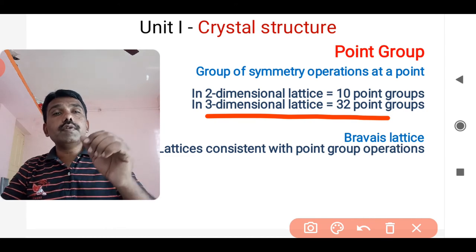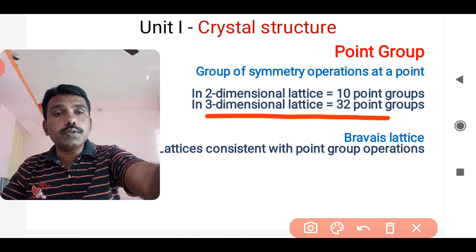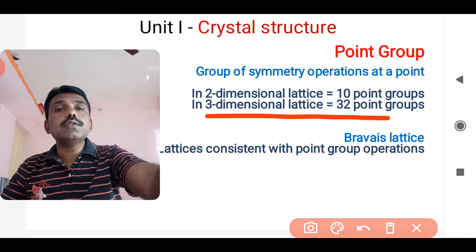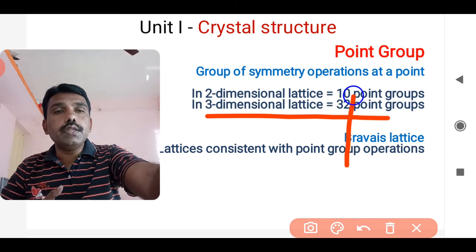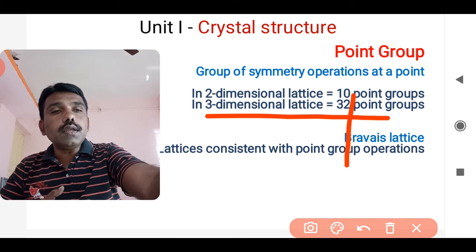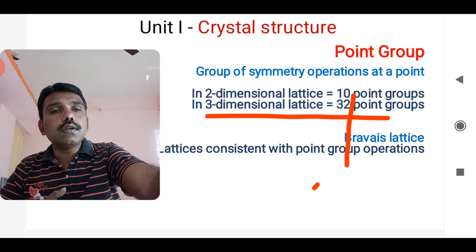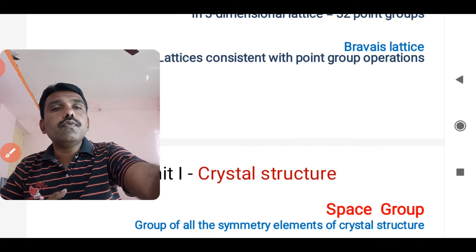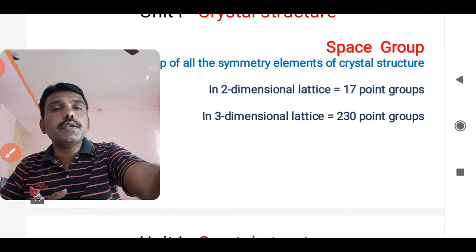So today we will see what exactly these point groups are concerned with. So this is what the point group means. Here we have also seen what exactly the Bravais lattice is. Now we are moving forward to what a space group is.